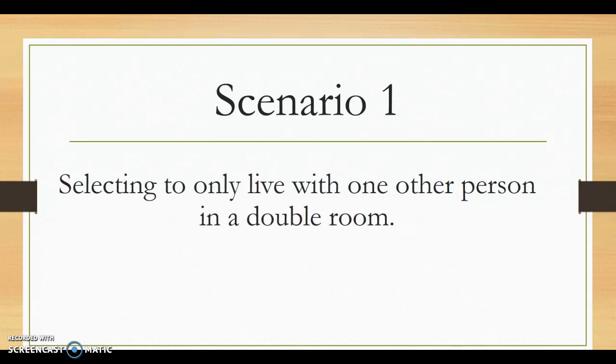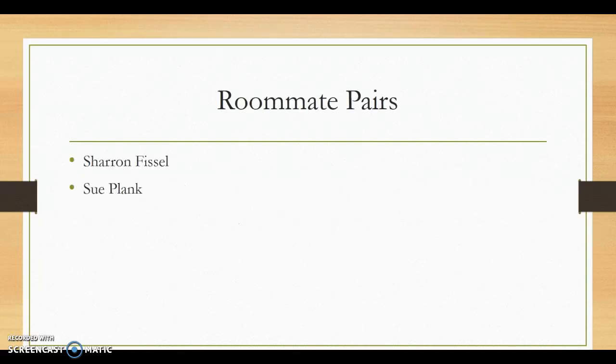For our first scenario, we're going to focus on selecting to only live with one other person in a double room. In this scenario, the roommate pair of Sharon Fissel and Sue Plank have decided to live together for the fall of 2018. We will walk through how Sharon Fissel requests Sue Plank to be her roommate, and then how Sue Plank matches that request.